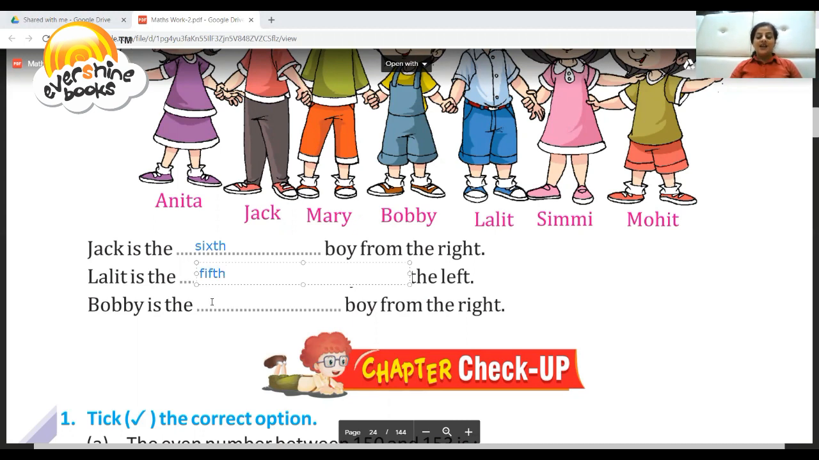Bobby is the dash boy from the right. Now again right. Means Mohit is first, Simmi is second, Lalit is third, and Bobby is fourth in position. He is standing on fourth position. That is the spelling of fourth. Fourth is the number that is called ordinal number. Okay students, we have come to know what is cardinal number and what is ordinal number.